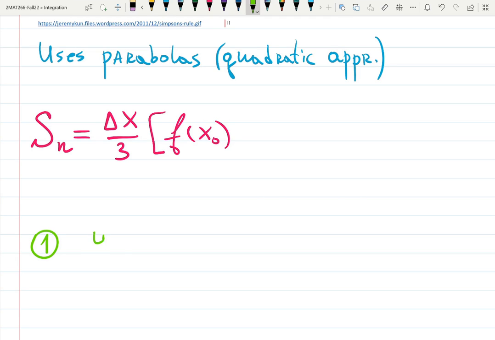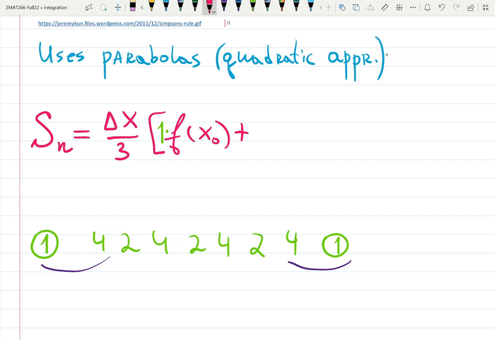Then it will be 4, 2, 4, 2, 4, 2. 4 has to be at the end. So you have to make sure that 4 is standing on the edges like so. And then between them, it's 2, 4, 2, 4, 2. So 1 is at the edge. Plus, now as I told you, 4 should go after this. That will be f of x sub 1. Plus, now 2 comes into the picture. 2 f of x sub 2.